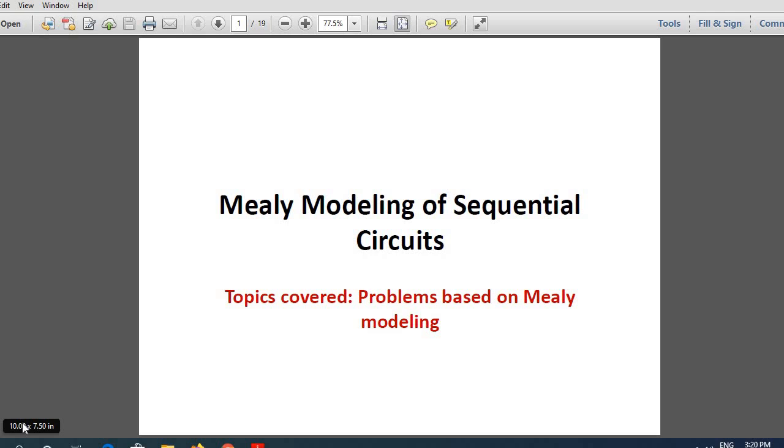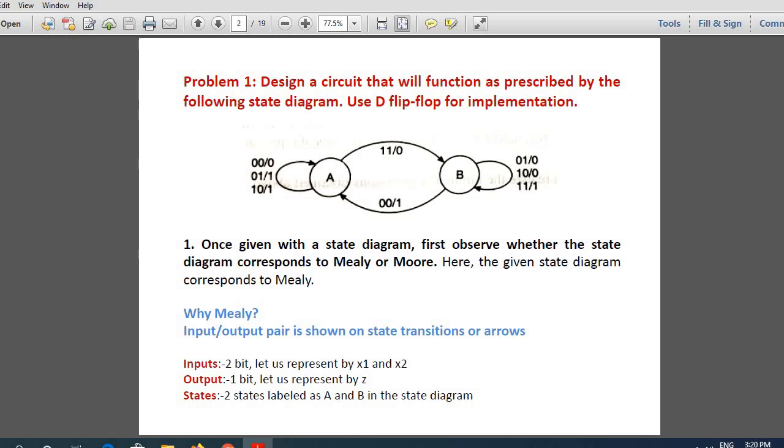We are continuing with finite state machines and how we can model a finite state machine using Mealy as well as Moore. So in today's class, specifically, we'll be looking at problems based on the Mealy model. Usually what kind of questions are asked in KTU exams and how you can solve them. So this is the main highlight of today's lecture. Now, let us look at the first problem.